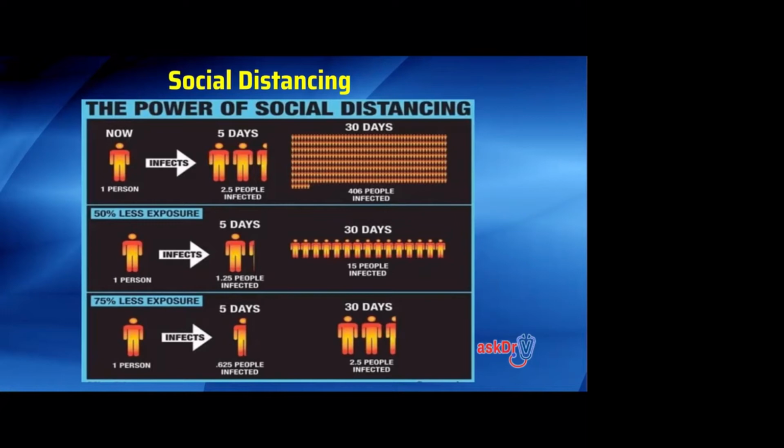With how we were operating normally, 1 person in 30 days infects 406 people. With 50% less exposure, 1 person infects 15 people. With 75% less exposure, 1 person infects 2.5 people in 30 days. So social distancing makes a dramatic difference when you actually look at this begin to multiply.